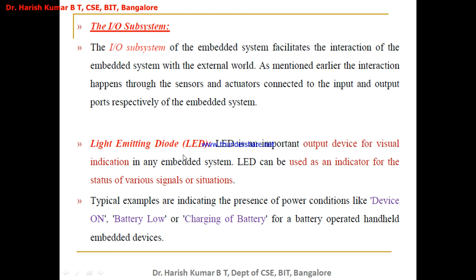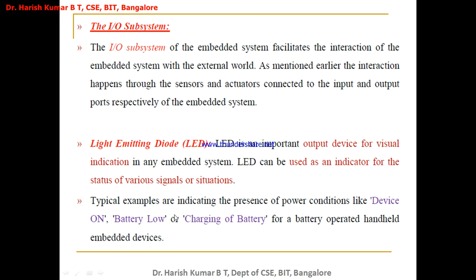Next is the light emitting diode. We understood in general the sensors and the actuators. So now the light emitting diode, LED, is again one important actuator. It is an output device. When I say output device, it is an actuator for visual indication, which is connected to the embedded system. Now generally LED is used for providing the indication to the user.